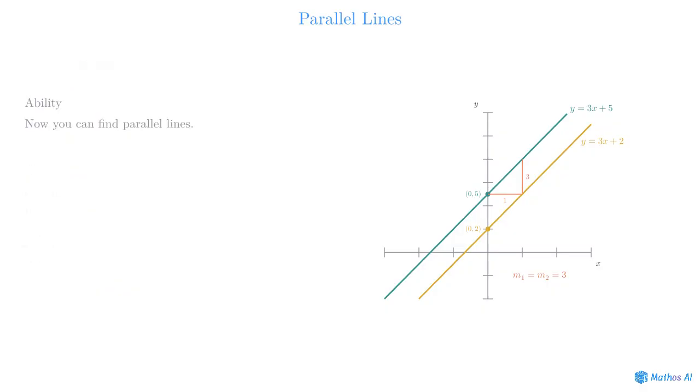Now you can find a line parallel to any given line: keep the same slope, change the y-intercept. Parallel means equal slopes, different intercepts. Simple and reliable.